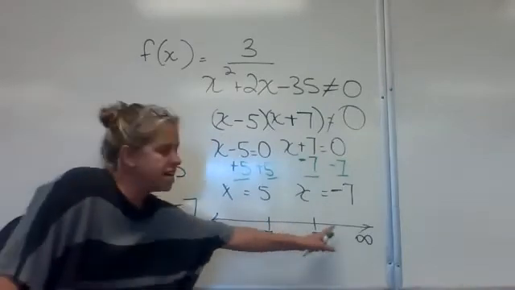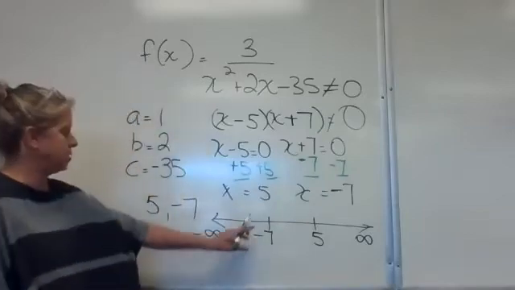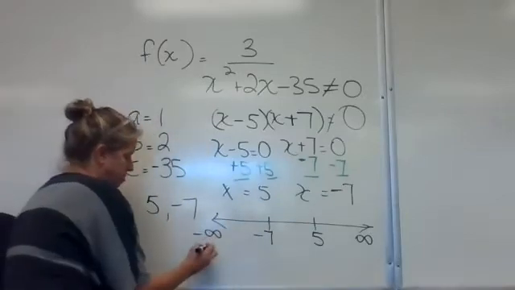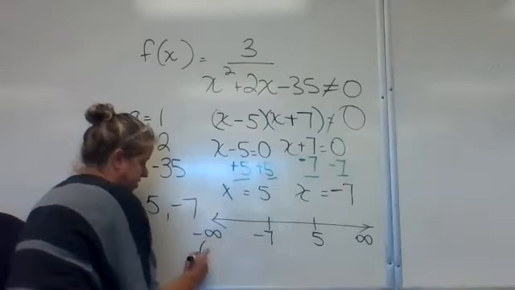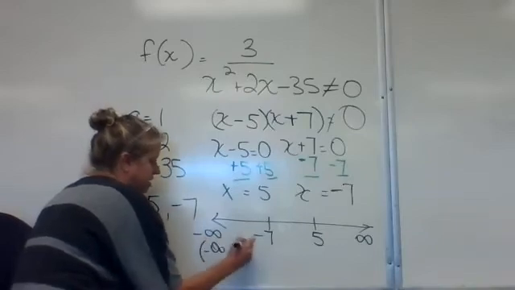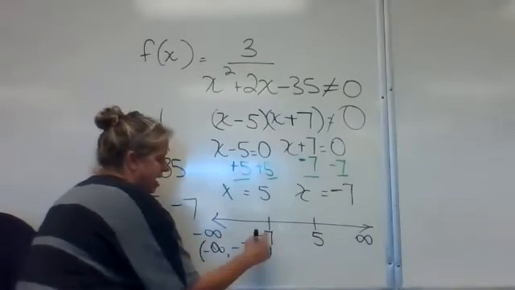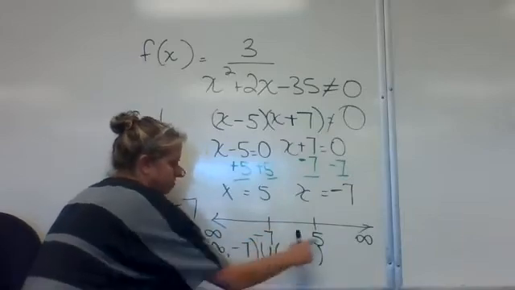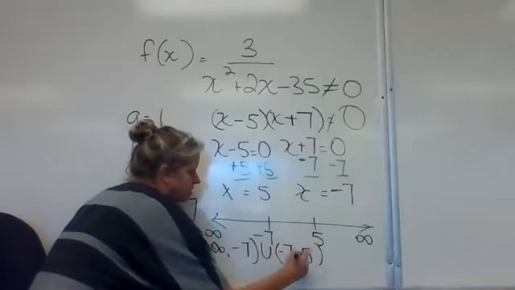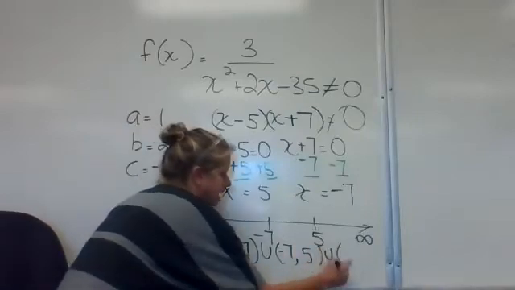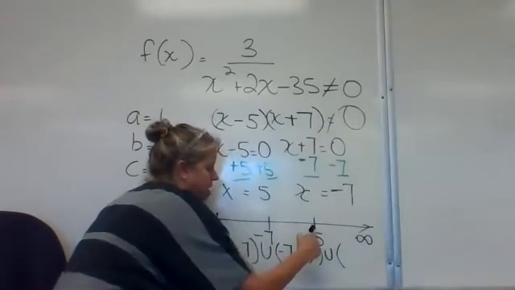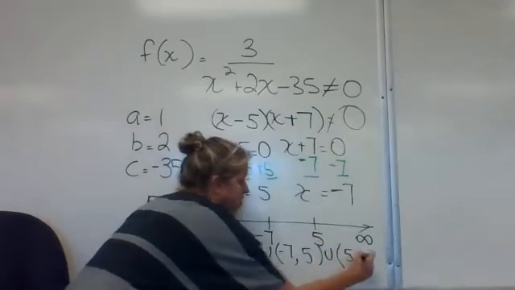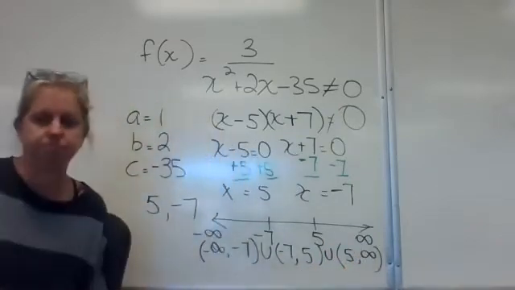Now you've got 3 separate intervals that need to be represented. This first interval will be just like the number line says, negative infinity to negative 7. And this middle interval will be negative 7 to 5. And the last interval will be this last part of the number line, 5 to positive infinity.